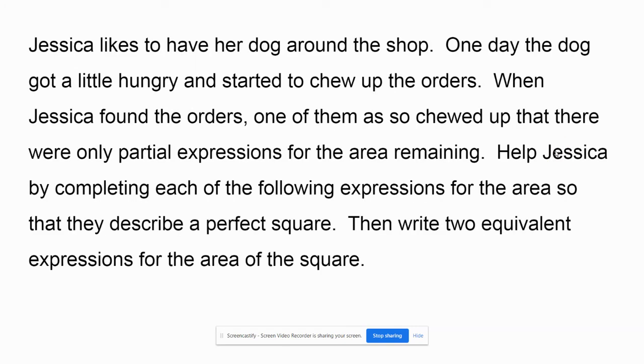All right, so Jessica likes to have her dog in the shop. One day her dog got a little hungry, started to chew up some of these orders. She found the orders, but one of them was so chewed up that she only had partial expressions for the area. So our goal is going to be to complete each of the following expressions for the area so that they describe a perfect square. So that means I want both of my side lengths to be identical.